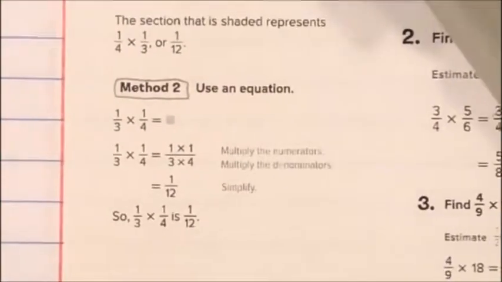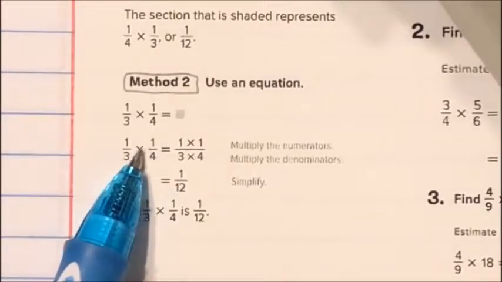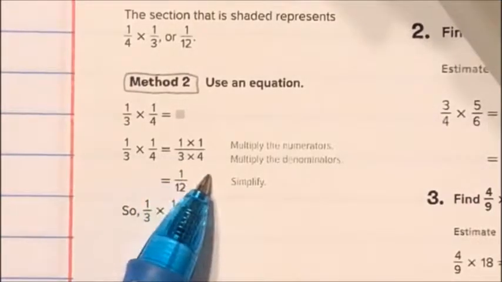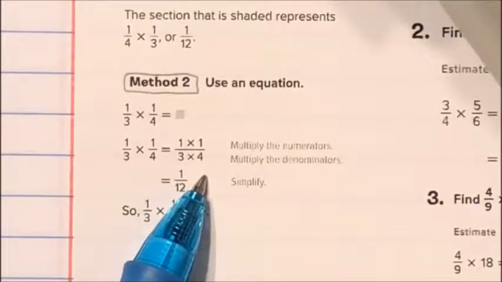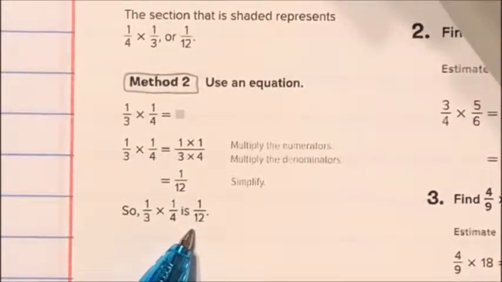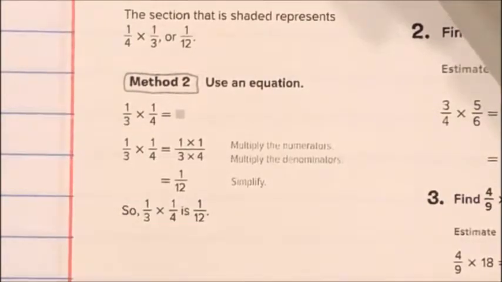Okay. Method 2 is I can write an equation. I can do 1/3 times 1/4. Okay. When I do that, I get 1 times 1 over 3 times 4, which gives me 1/12. So either way you do it, method 1 or 2, you get 1/12.